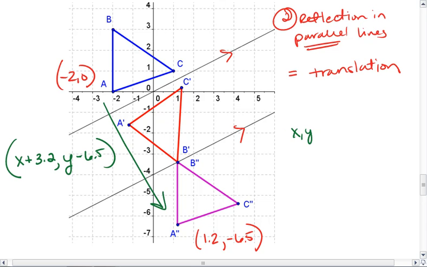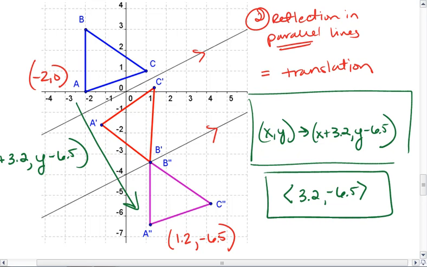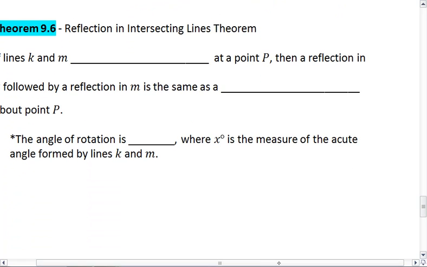So we're taking x, y and we're mapping it to x plus 3.2 and y minus 6.5. That is your final answer, or you could write this as a vector of 3.2 comma -6.5. Either answer is acceptable and is accurate. What you should see is if you were to write the coordinates for C to C double prime and B to B double prime, you'll see the same translation. Again, x plus 3.2 and y minus 6.5. Alright, we have another new theorem.